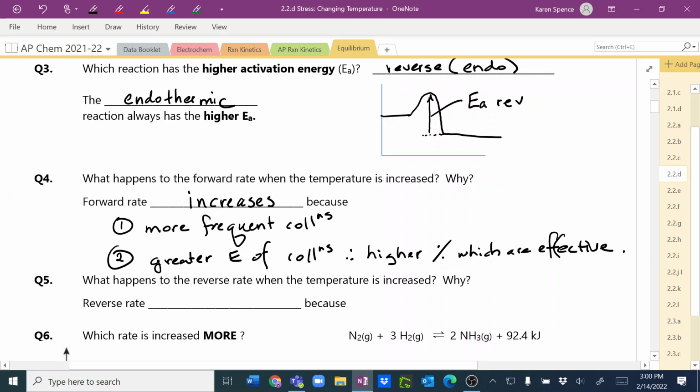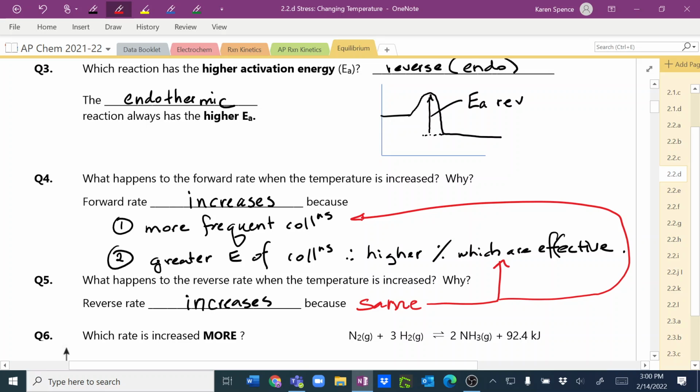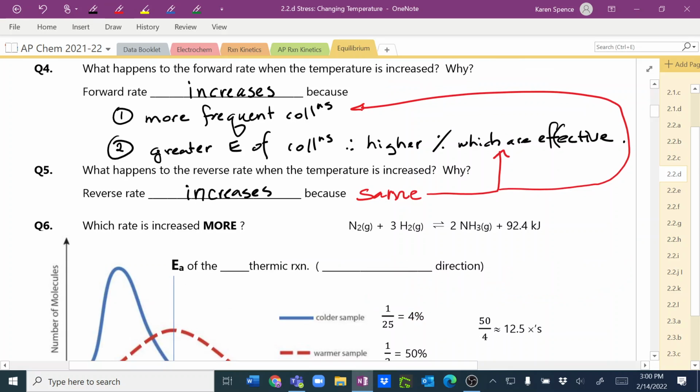What happens to my reverse rate when I increase the temperature? It increases. Why? For the same reasons as here. Yes. Which rate is increased more?